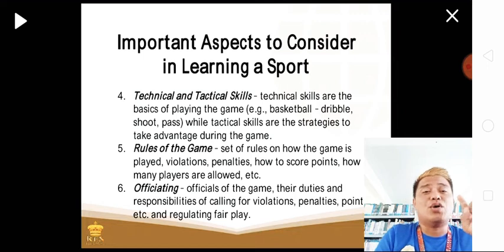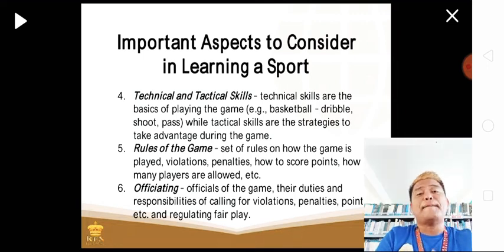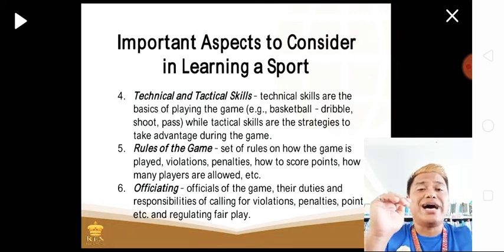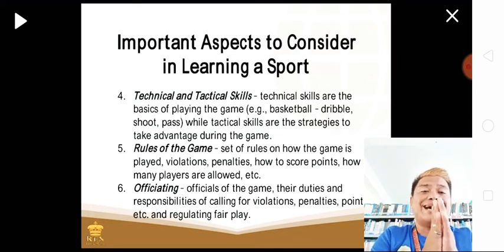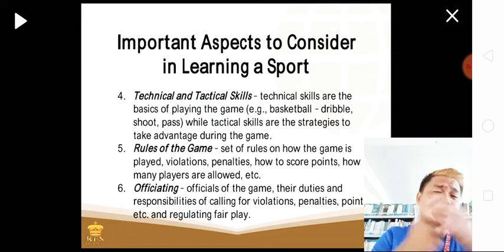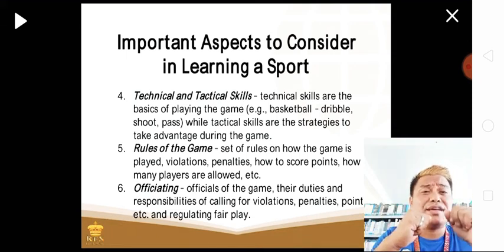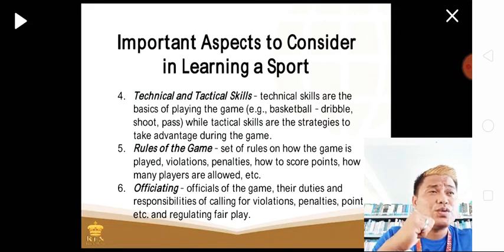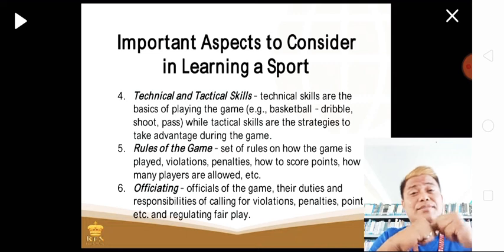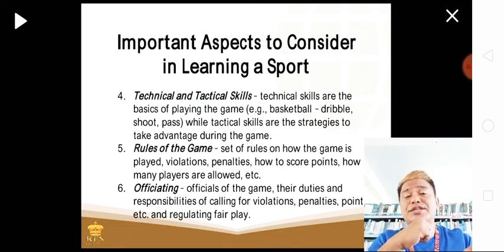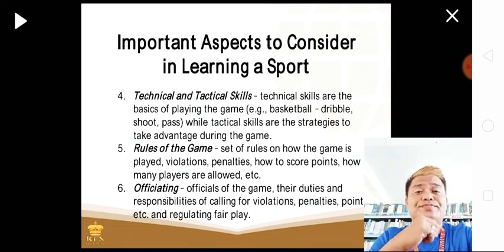Set of rules on how the game is played. Violations, penalties, how to score points, how many players are allowed, etc. So, dapat alam nyo yung rules sa game before kayo maglaro. Hindi yung basta-basta lang maglaro. Pero, mostly of the players, if they love that game, dapat alam nyo yun before sumabak, before he or she joins the competition.